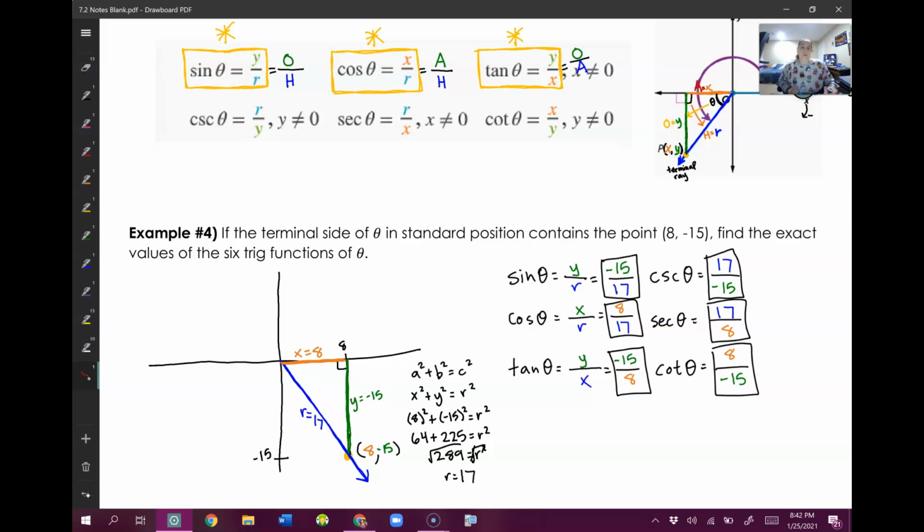So that's how we do problems using our new definitions. In the last video that we have for today's lesson, we're going to go over something called special right triangles.